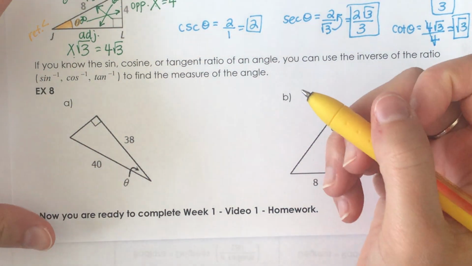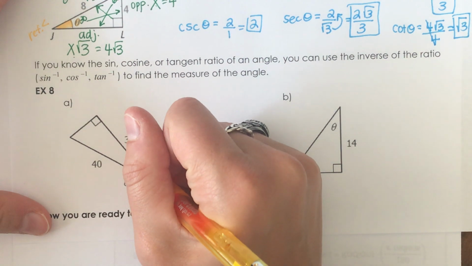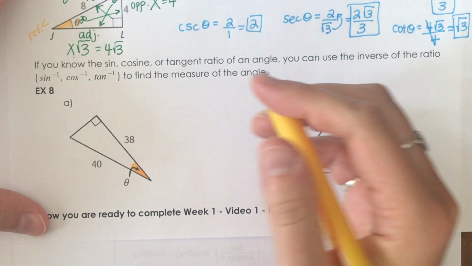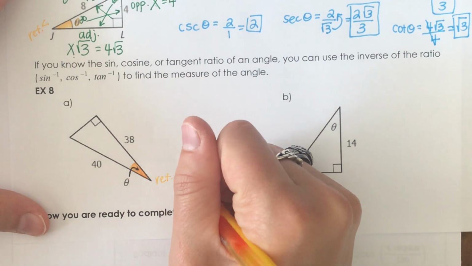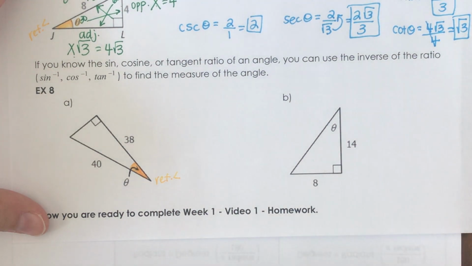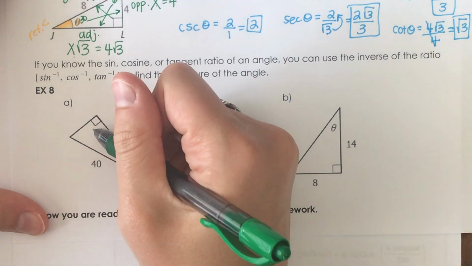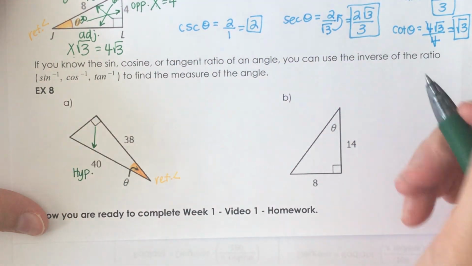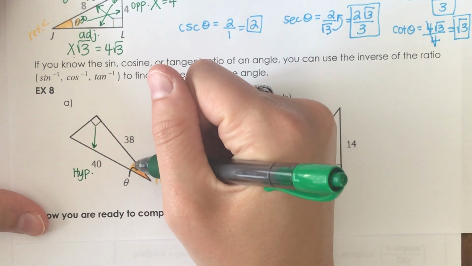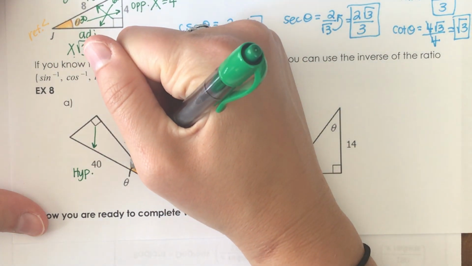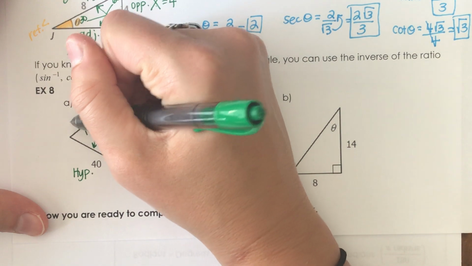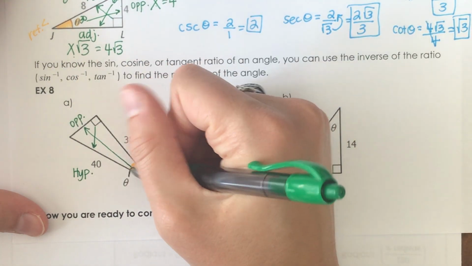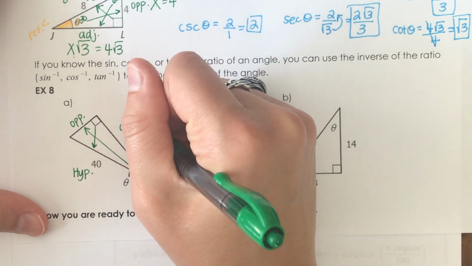Okay, so here's what you do. I want to figure out what the angle measure is, right, for my first problem. Here's my angle, it's theta. I want to know how much that reference angle is. So I'm going to label the sides that I know. Across from the 90 is my hypotenuse. Across from my angle is the opposite. And next to my angle is the adjacent.